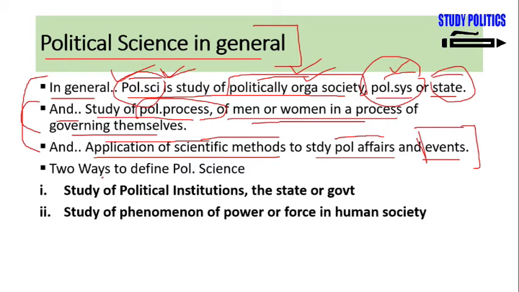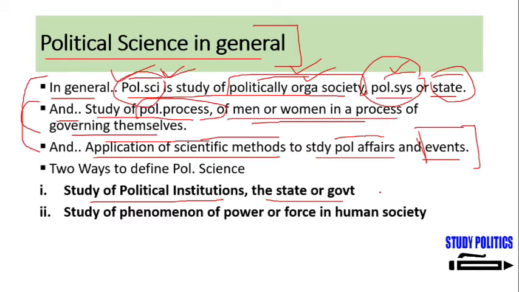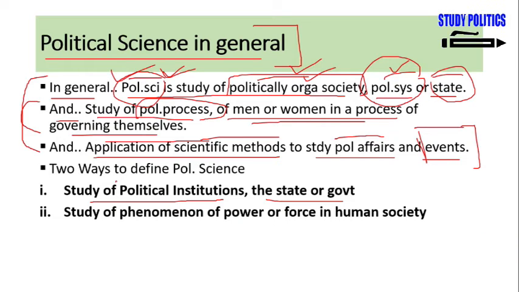Now we see the two approaches to define political science. The first approach to define political science is the study of political institutions, the state or government. What it means is that in this first approach, we will define political science strictly in terms of political institutions, the state or government. This is for us a sort of boundary. We will not cross this boundary to define political science.